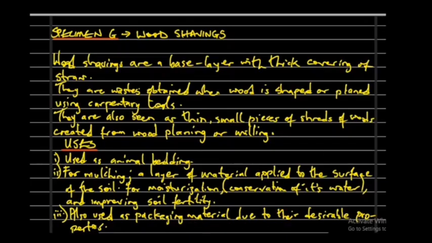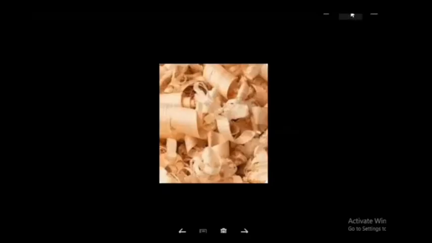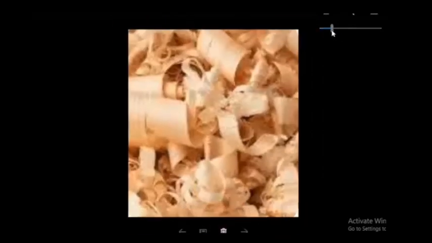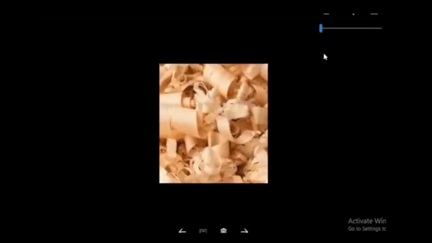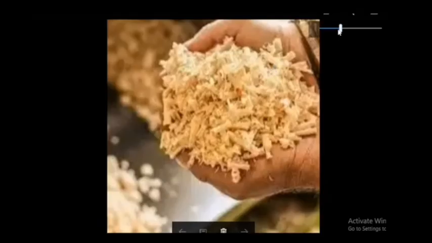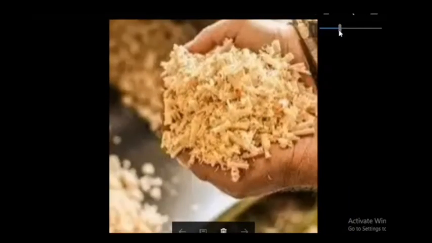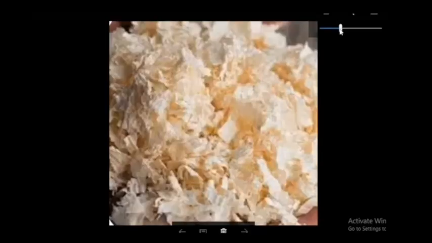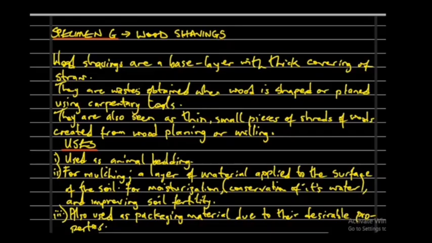So these are some of the pictures that we have to depict what wood shaving is. You can see, when we plane wood, this is how the shaving comes out, and that is why we refer to it as wood shaving. These are other pictures of wood shaving. This is another picture that can help us understand what wood shaving is. So this is wood shaving, which is our specimen H.